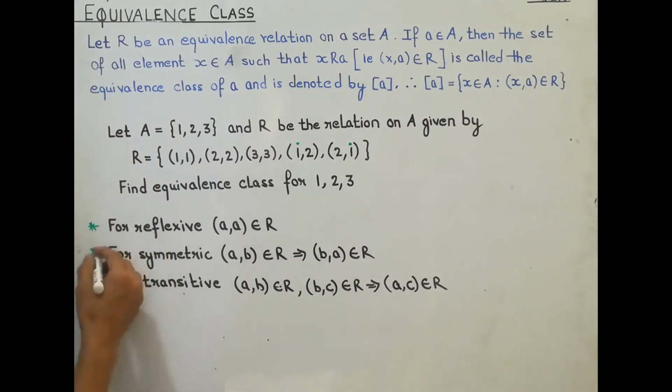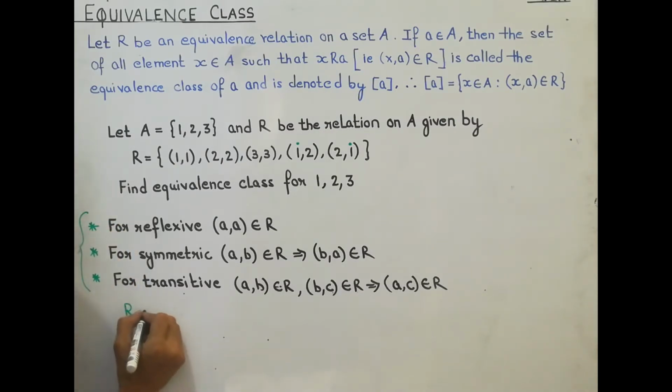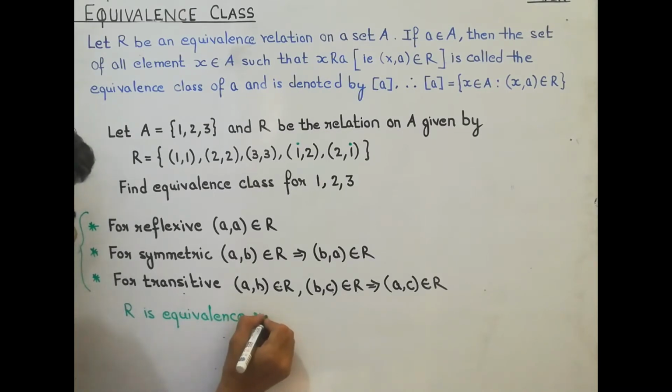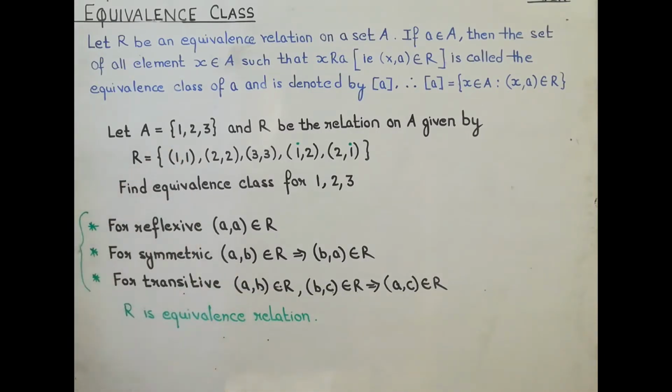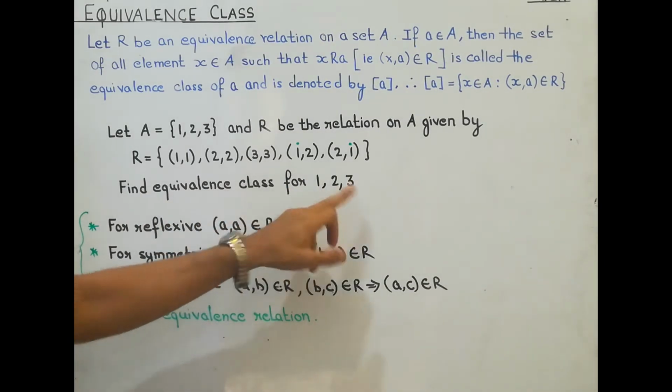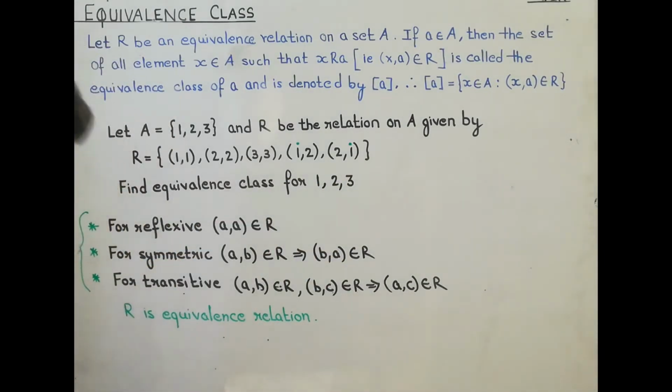So obtaining these three, we can say R is an equivalence relation. Well, this was not asked here, but I've shown you how you can show that R is an equivalence relation. Now what we have to find over here is the equivalence class for 1, for 2 and then for 3. First of all we are going to find the equivalence class for 1. So let's see how we will write the equivalence class for 1.